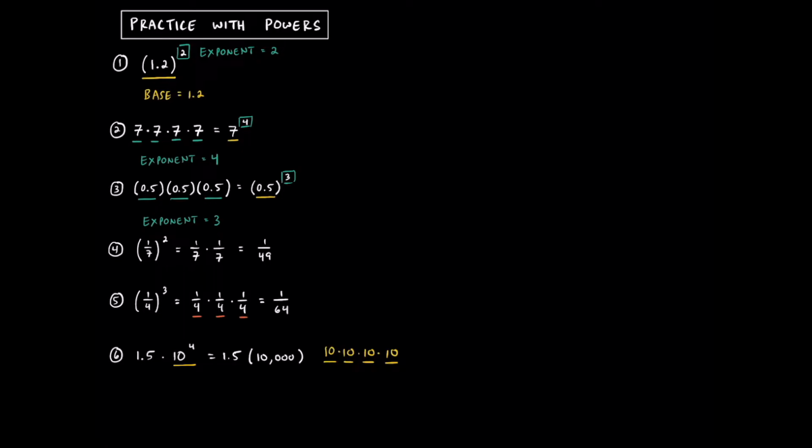Okay, and then if we go ahead and multiply that out, you could just slide the decimal 4 times to the right if you'd like, but you could also use a calculator if that helps, if you're not sure, and that's going to be 15,000. Okay, so there are those 6 problems right over there so far.